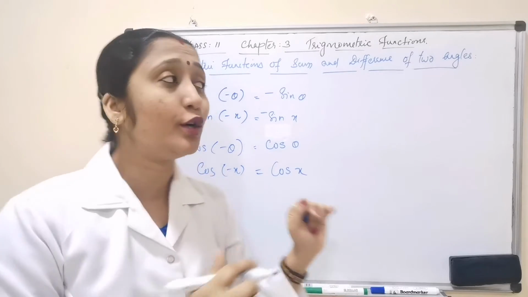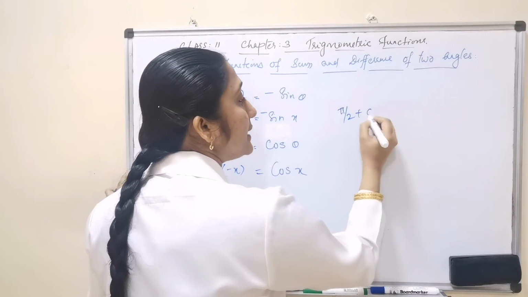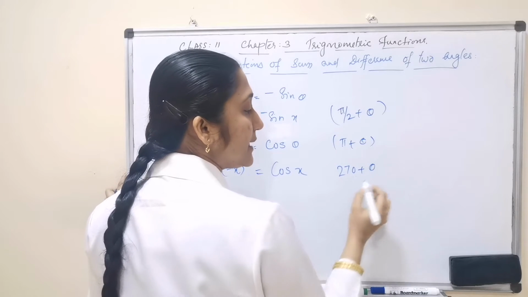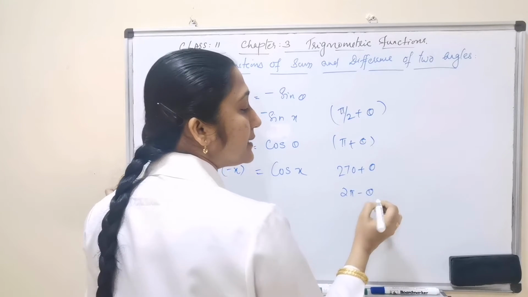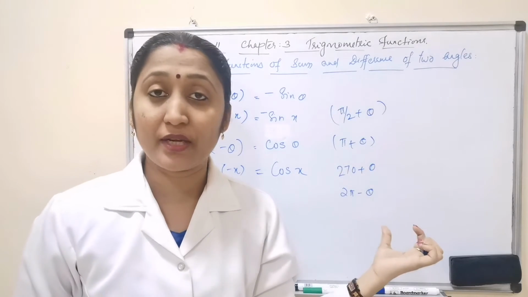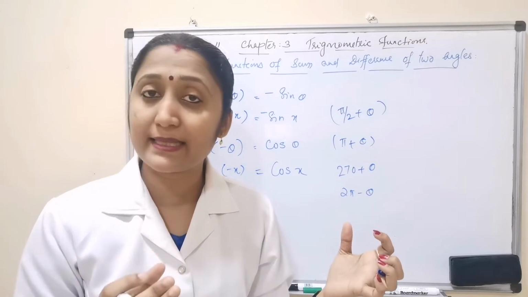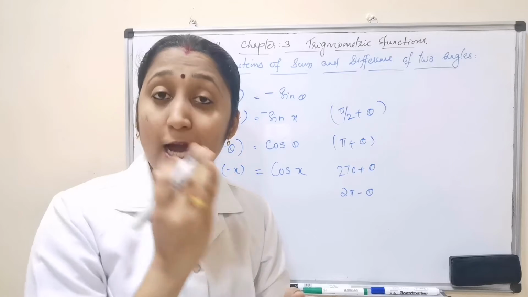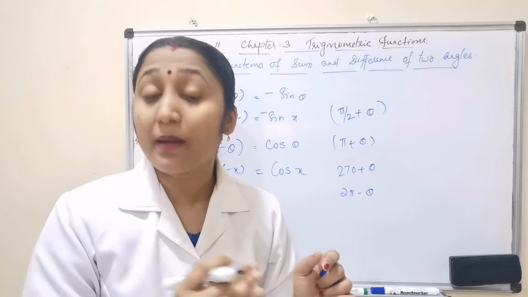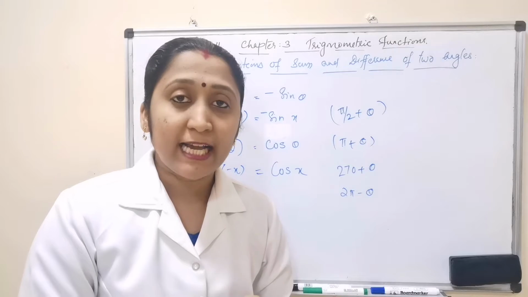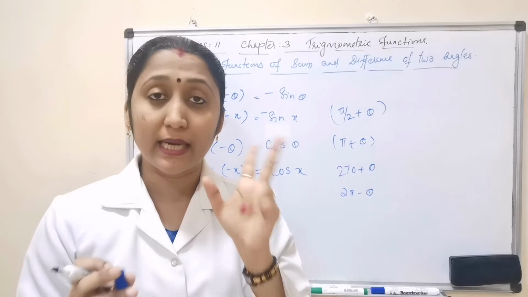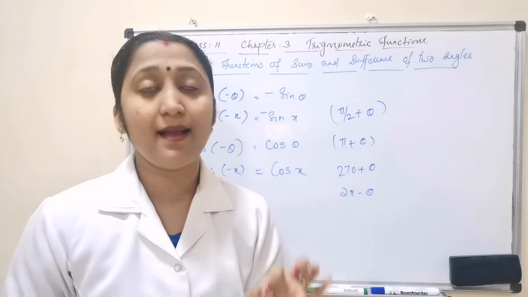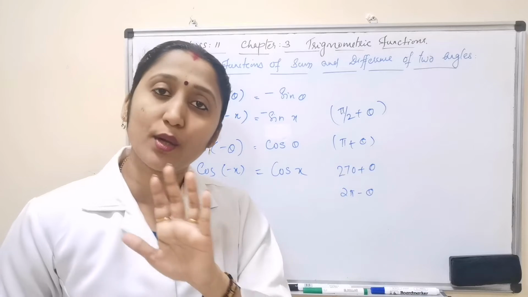After that, we are moving on to pi by 2 plus theta, pi plus theta, 270 plus theta and 2 pi minus theta. These are the functions we want to memorize. Let us see, it is based on the quadrants. First, we want to memorize the two conditions: sine of minus x is minus sine x, and cos of minus x is equal to cos x.